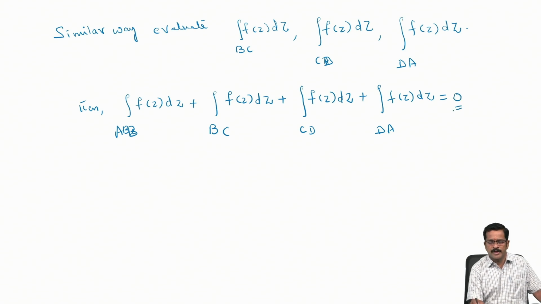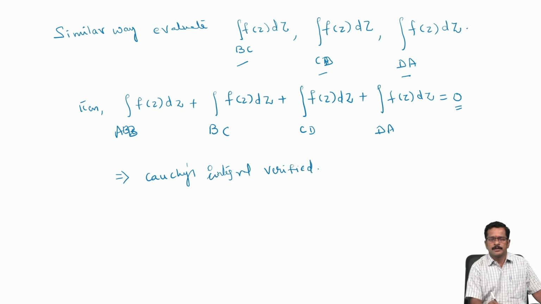That you need to verify. I evaluated along AB. Similarly, you evaluate along BC, along CD, along DA. Add them. That is going to be 0. Then only Cauchy's integral theorem is verified, we say. That implies Cauchy's integral theorem verified. Like that you can write.